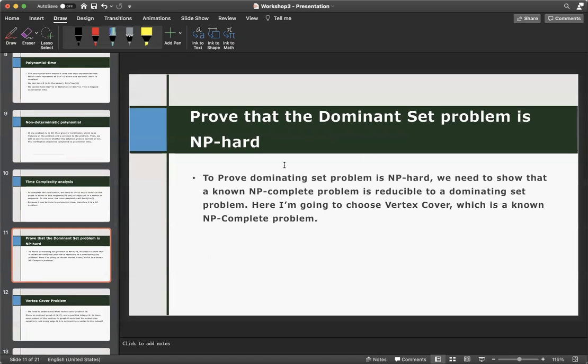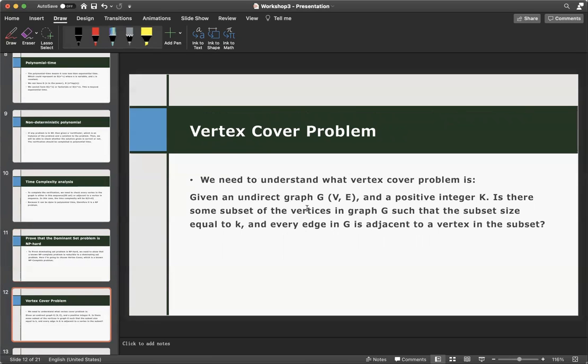All right, so after we proved it is an NP problem, we need to prove this problem is NP hard. To prove this problem is NP hard, we need to show that a known NP-complete problem is reducible to the dominating set problem. Here I'm going to choose vertex cover, which is an NP-complete problem. Let's try to understand what the vertex cover problem is.